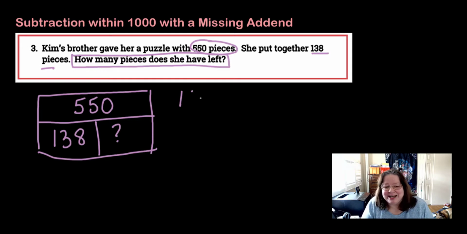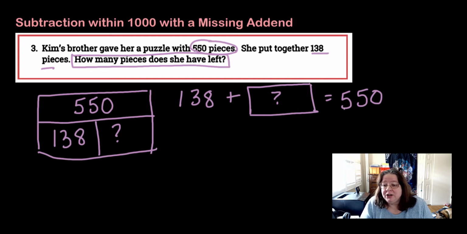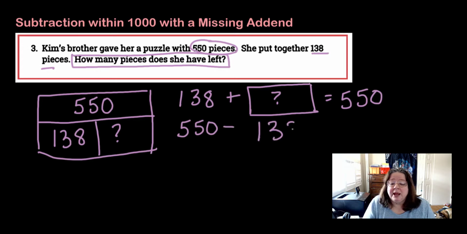we know that we could make an addition sentence, 138 plus something equals 550. And if we can make an addition sentence, we can use what we know of the inverse operation for addition, that's subtraction, and we know how fact families work. We could make a subtraction sentence. 550 minus 138 is going to give us that missing addend. So let's set that up.